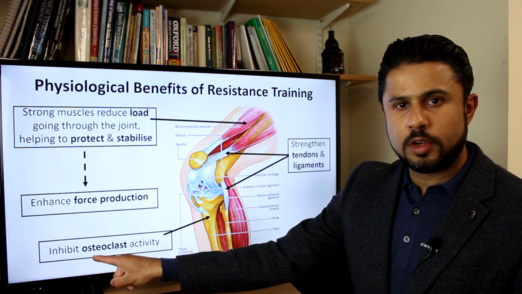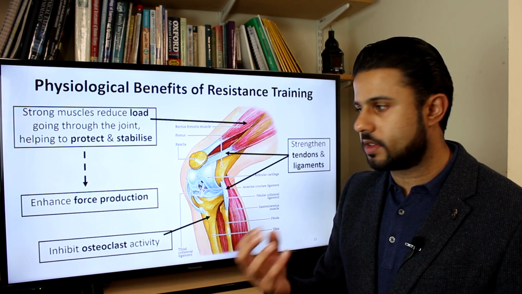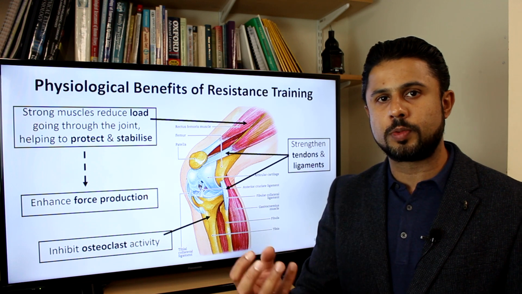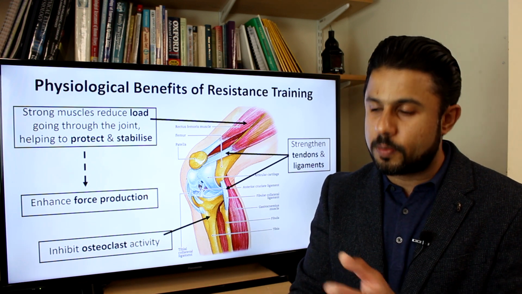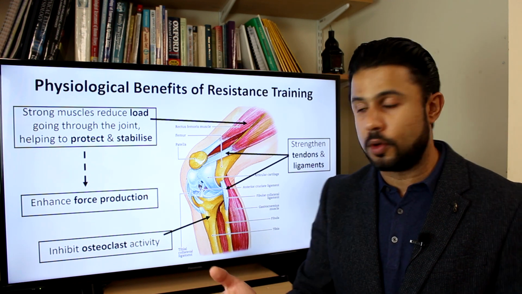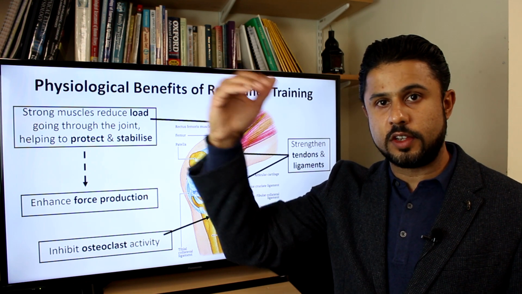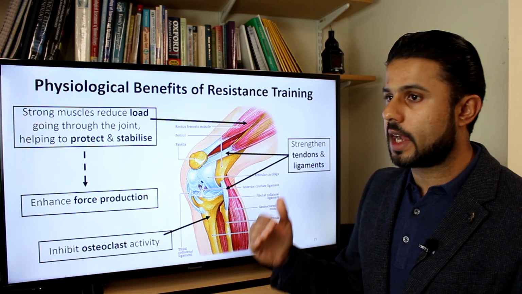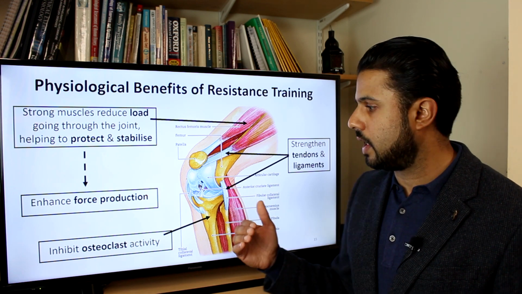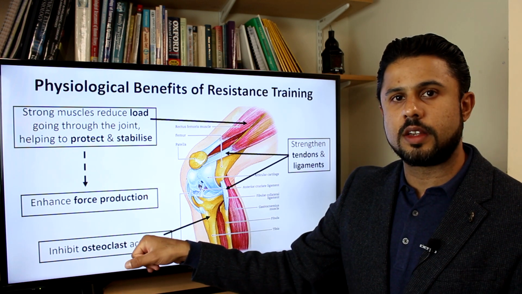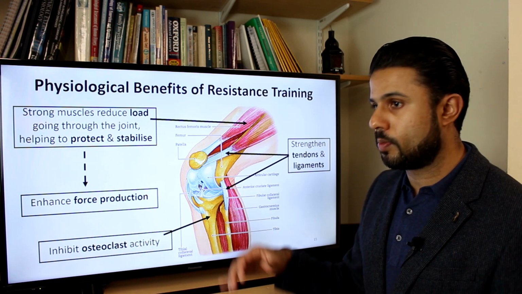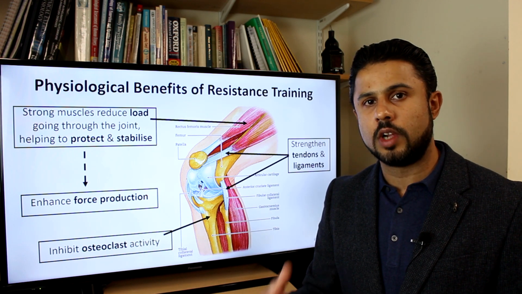I mentioned this term earlier, osteoclasts. Now, osteoclasts are these cells which are involved in the resorption of bone, or to put it into another term, dissolving the bone. Okay, so osteoclasts, you don't want osteoclast activity to be high. Thankfully, exercise, particularly resistance training, helps to reduce osteoclast activity, and some studies show promote osteoblast activity, which helps in bone deposition.